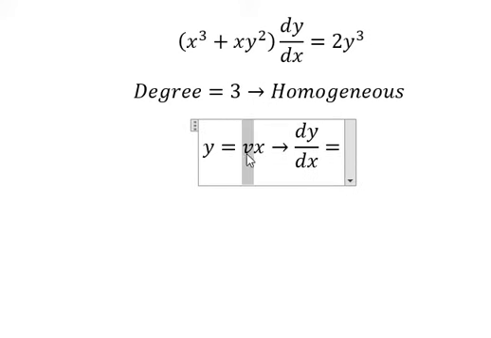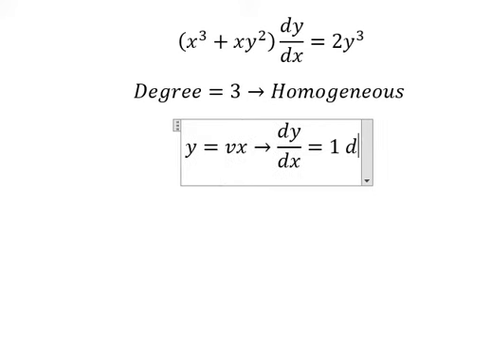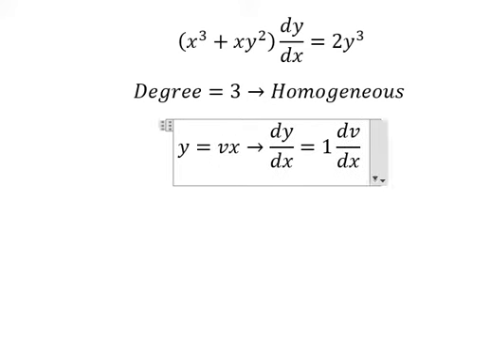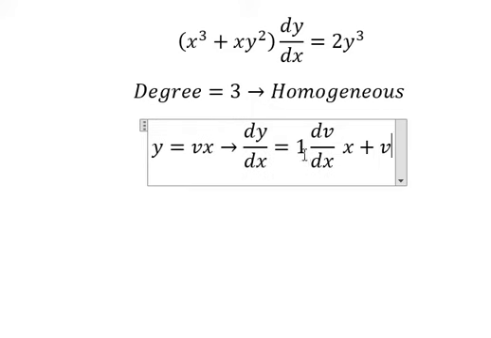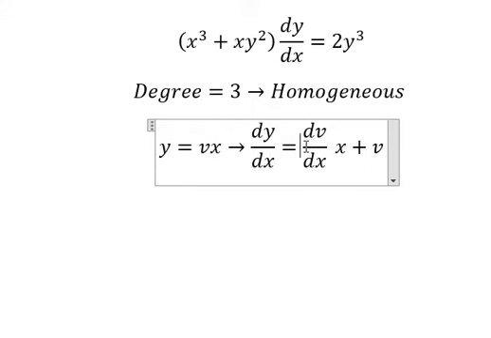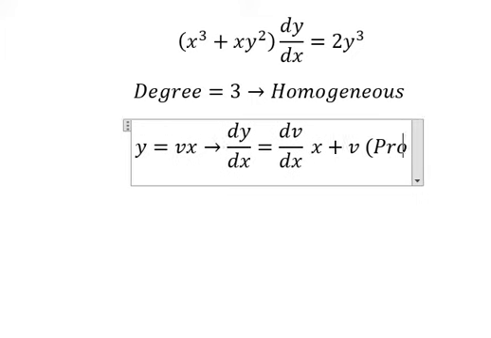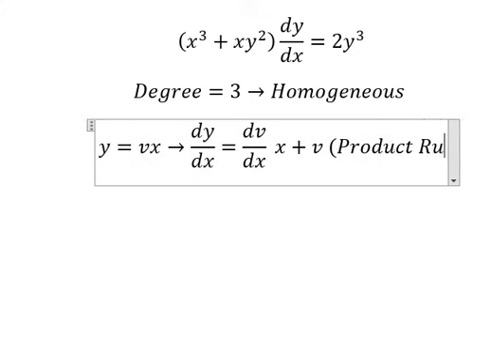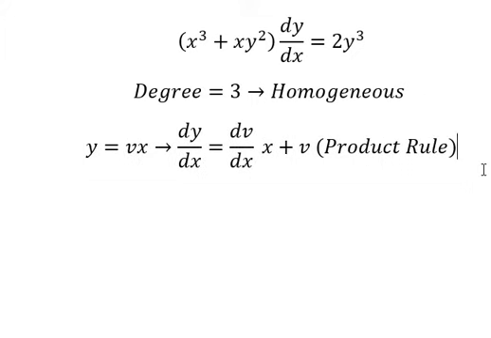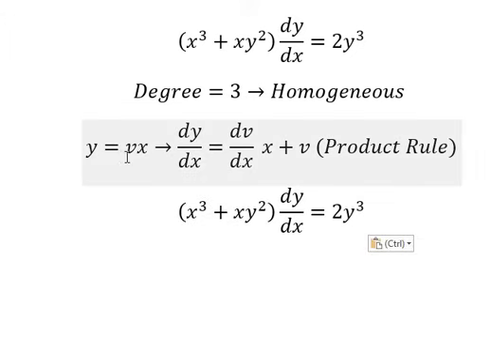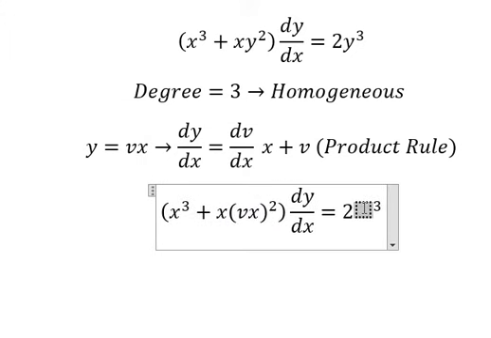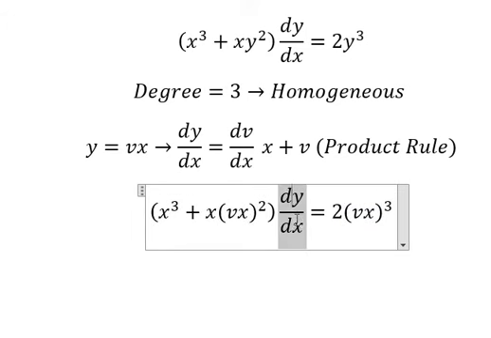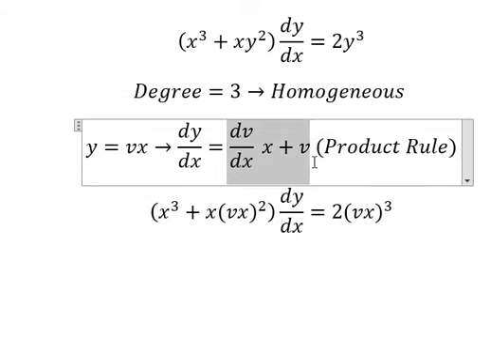First the derivative of v, we have 1, dv over dx, multiplied by x. First the derivative of x, we have 1, so we have v, and that is about the product rule of the derivative. So y we change by vx, dy over dx we change by this one.